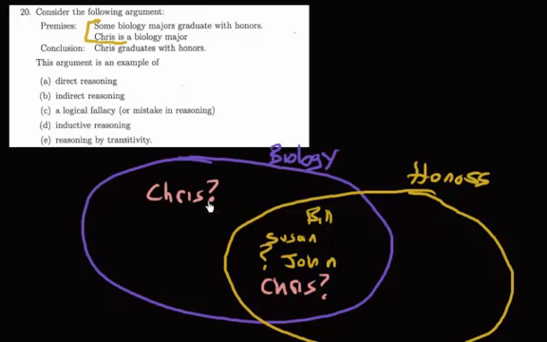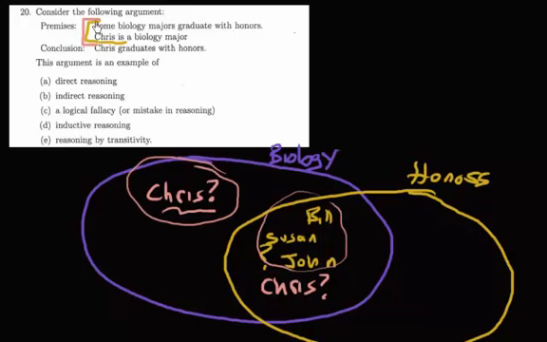If I put Chris here, have I satisfied my two premises? Yes. Some biology majors graduate with honors. Here they are. Chris is a biology major. Here it is. I'm not violating either of these two conditions up here. My conclusion: Chris graduates with honors. Well, no, he's not in here. He's not over here. So this is false.